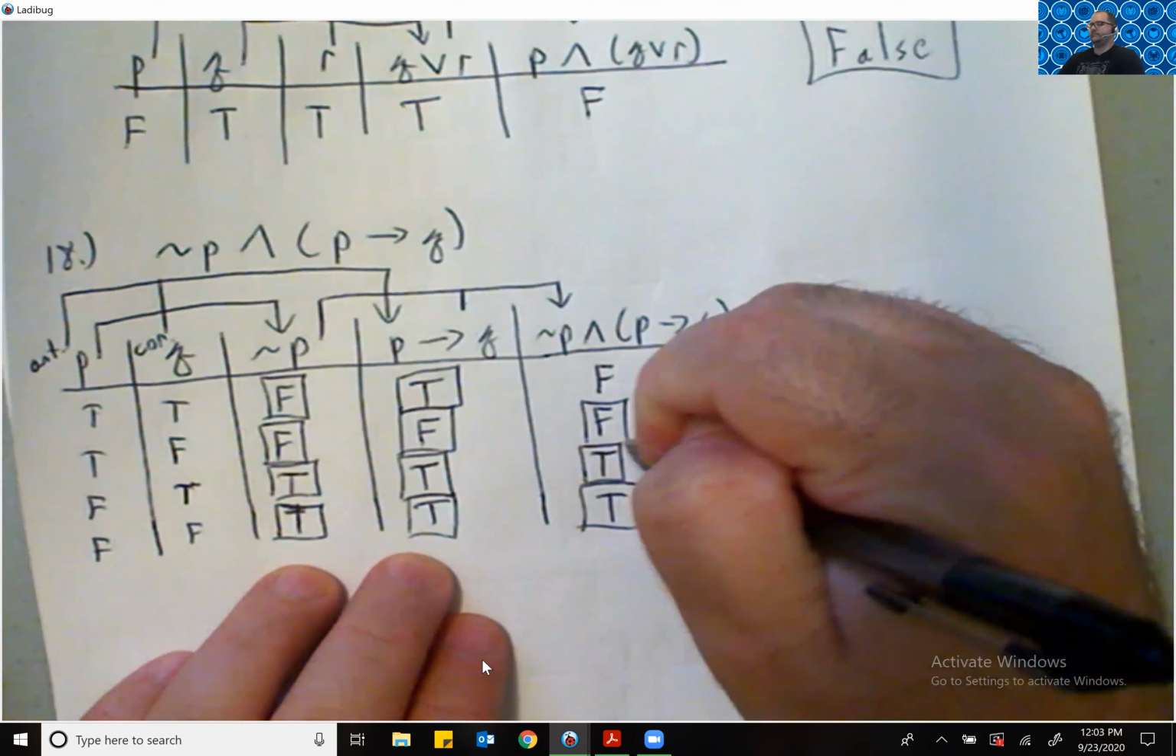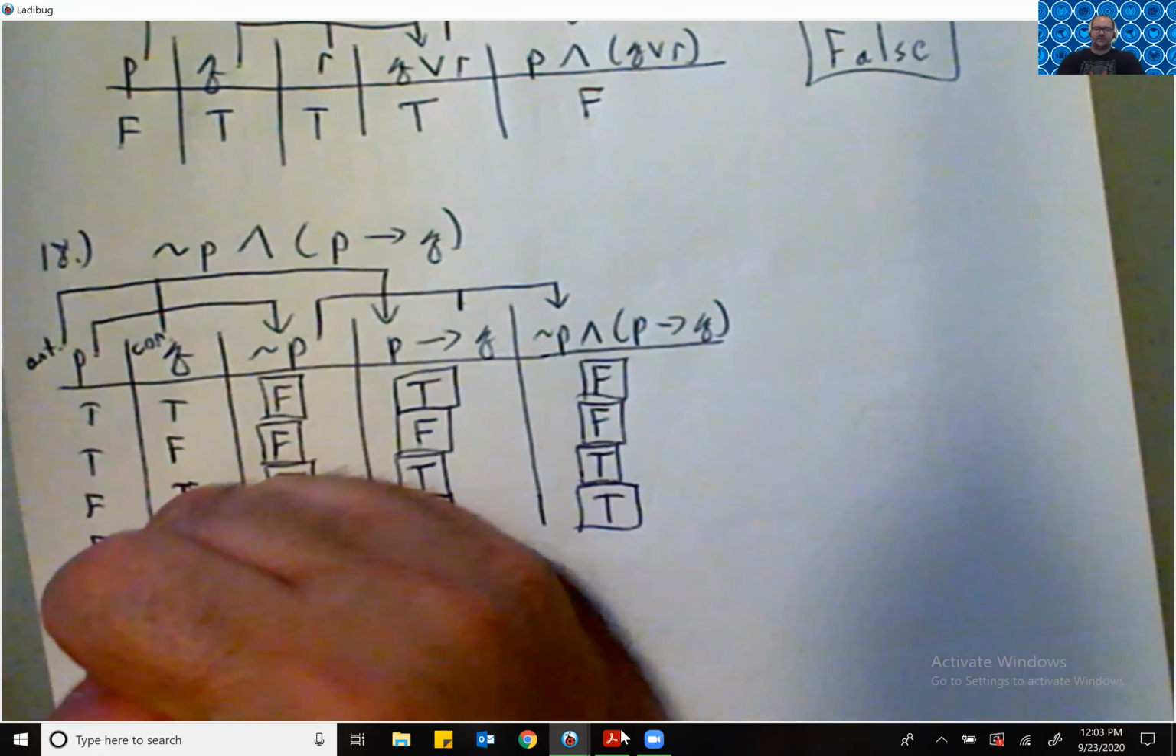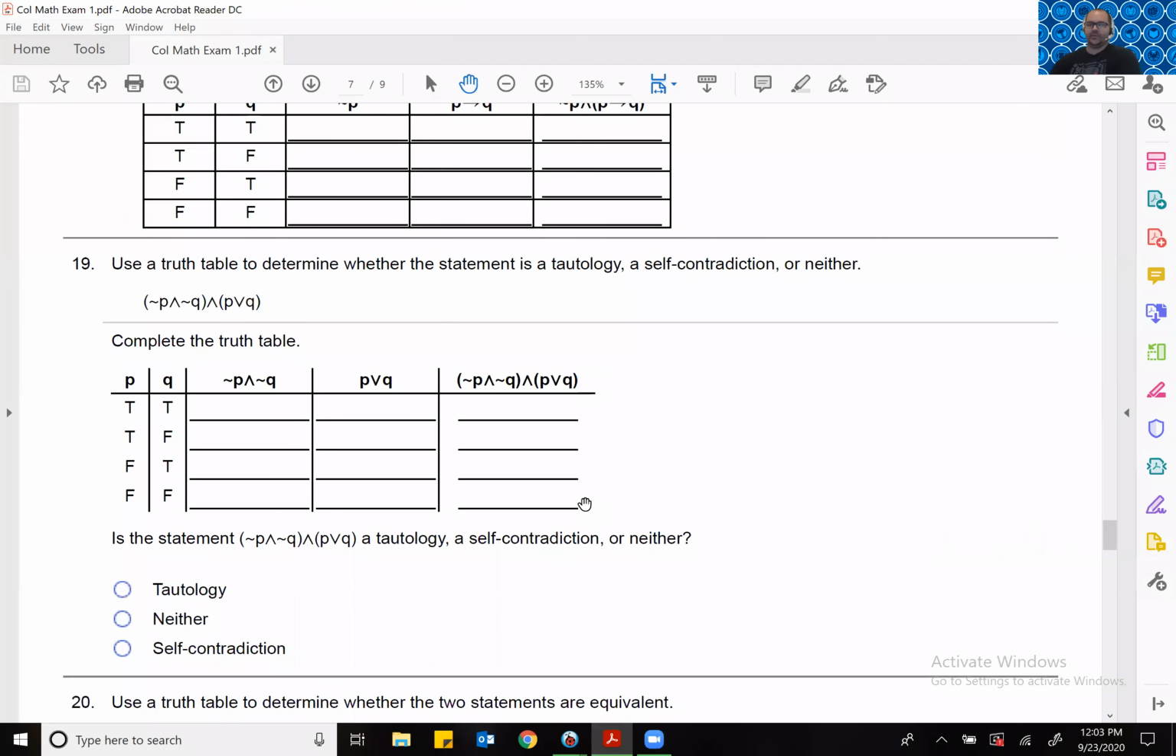Number 19, another truth table. Yay, what fun. So a little bit longer. Again, this is coming from 3.4. So the first one is an and. Hold on one second, sorry. It's okay.